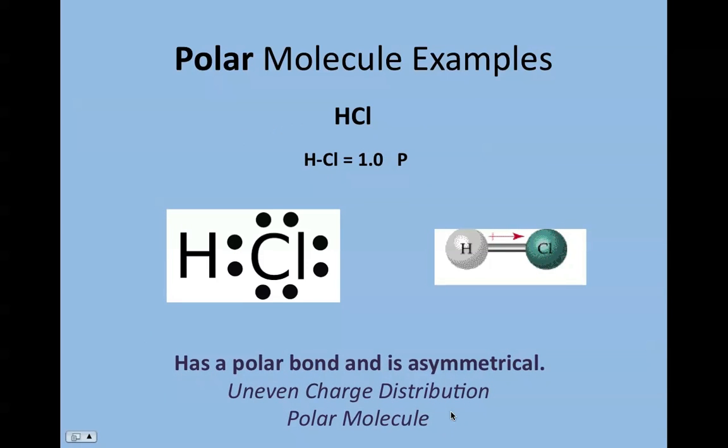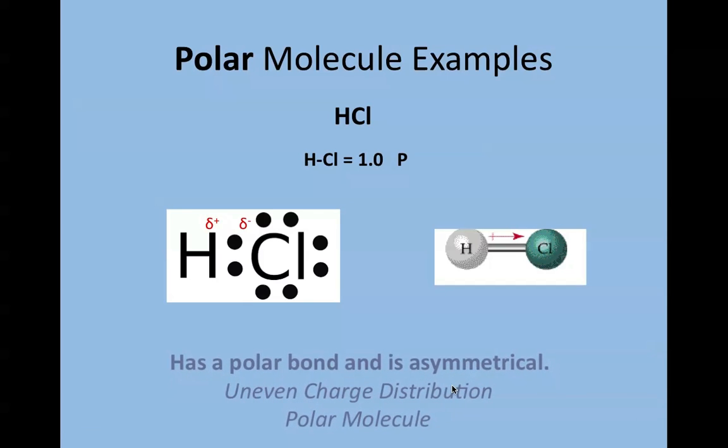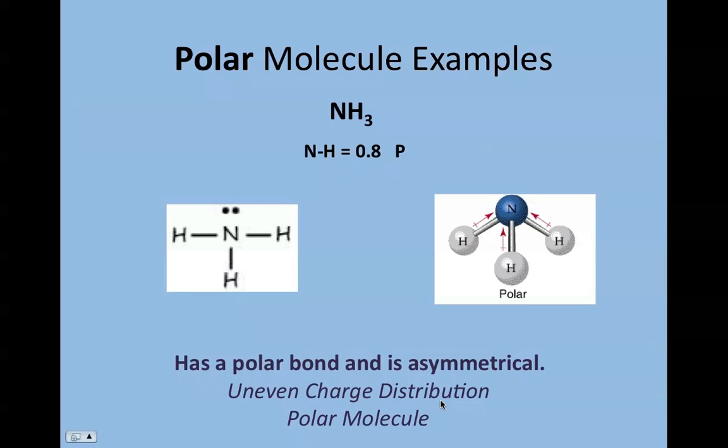Alright, now we have HCl. So the HCl bond is 1.0, so we do have a polar bond. You can see the charge distribution here. Chlorine is more electronegative, so the vector is pointing towards it because that's the pull of the electrons. It does have a polar bond, and it's asymmetrical. It doesn't pass the mirror test in multiple planes. So we do have an uneven charge distribution, and thus a polar molecule.